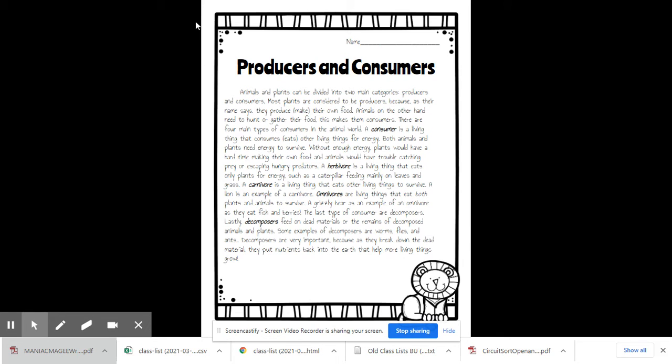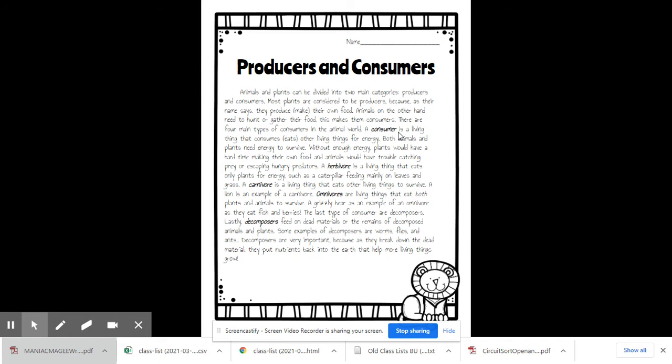Animals and plants can be divided into two main categories: producers and consumers. Most plants are considered to be producers because, as their name says, they produce or make their own food. Animals, on the other hand, need to hunt or gather their food. This makes them consumers. There are four main types of consumers in our lovely animal world.